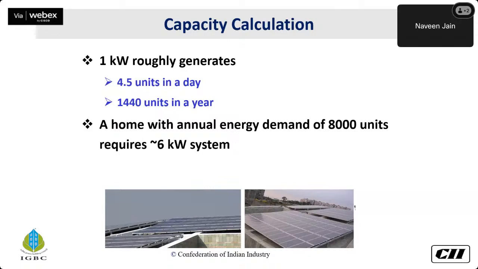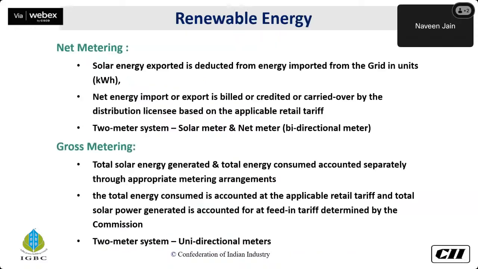If it is properly installed, and has proper grid connectivity throughout the day, then 6 units per kilowatt can be generated. So this is the new advantage of having high efficiency solar modules and bifacial solar modules. As I told, for a normal house, a 6 kilowatt system is enough, and it generally occupies around 10 square meters of built up area.